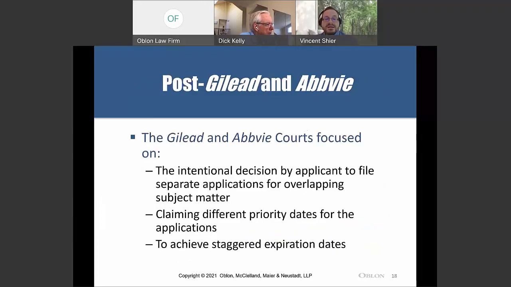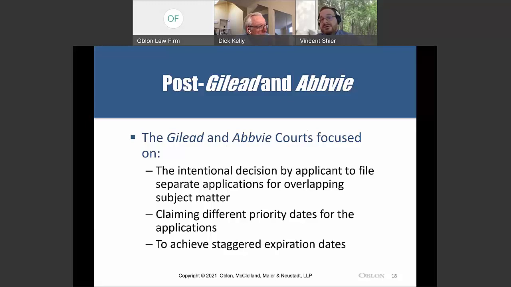So from the Gilead and AbbVie cases, the focus was on really the gamesmanship component, and the concerns of potential gamesmanship in the post-URAA world. There was an intentional decision or act by the applicant to file separate applications for overlapping or obvious subject matter, and to claim differing priority dates for their applications, whereas Gilead was not the same family.